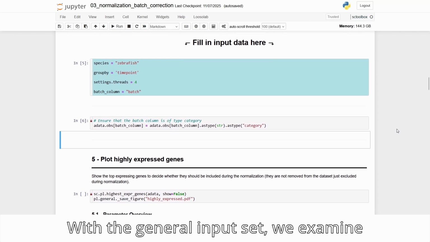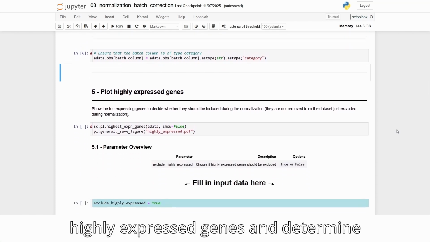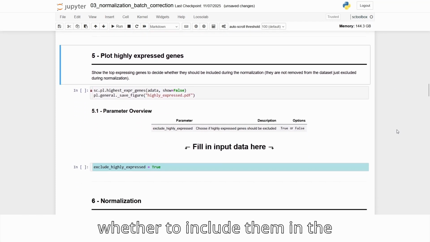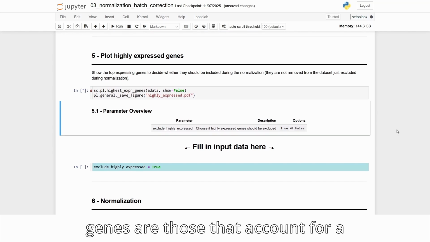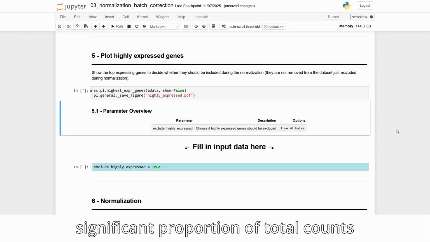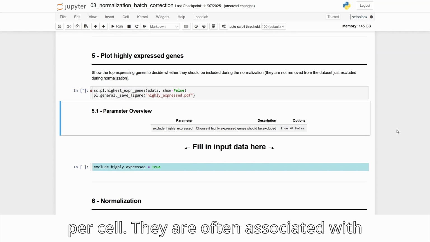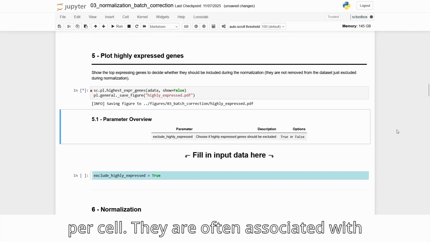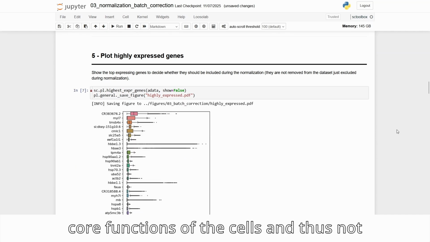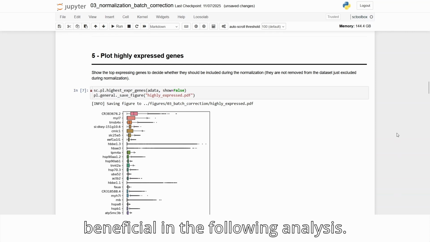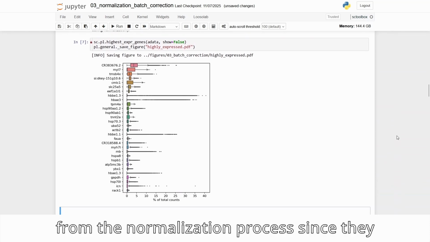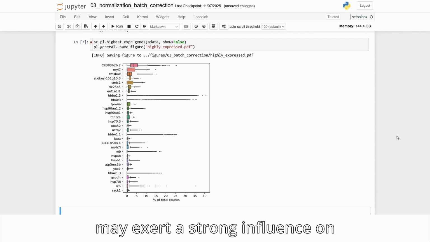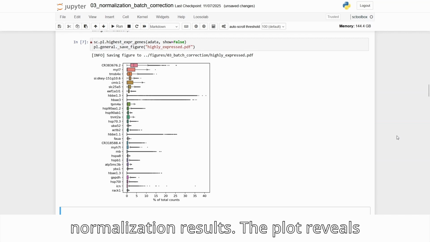With the general input set, we examine highly expressed genes and determine whether to include them in the normalization process. Highly expressed genes are those that account for a significant proportion of total counts per cell. They are often associated with core functions of the cells and thus not beneficial in the following analysis. Highly expressed genes can be excluded from the normalization process since they may exert a strong influence on normalization results.